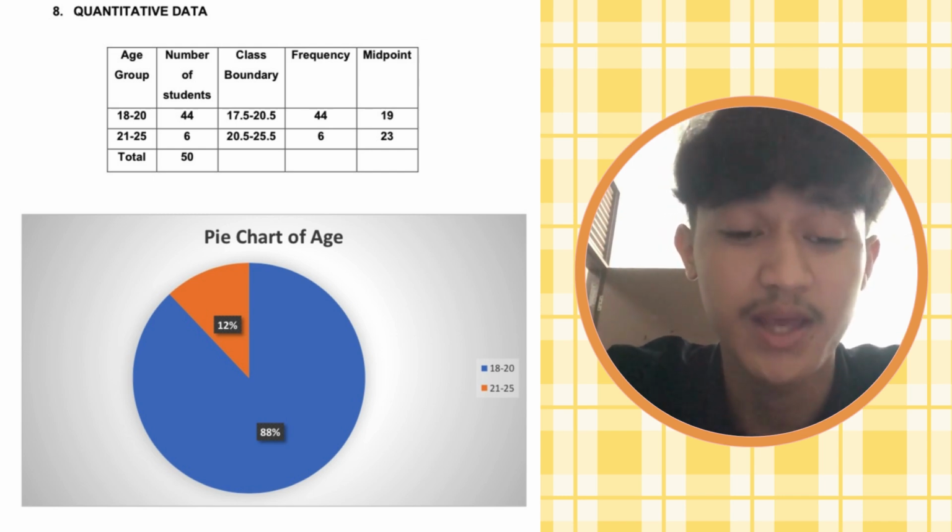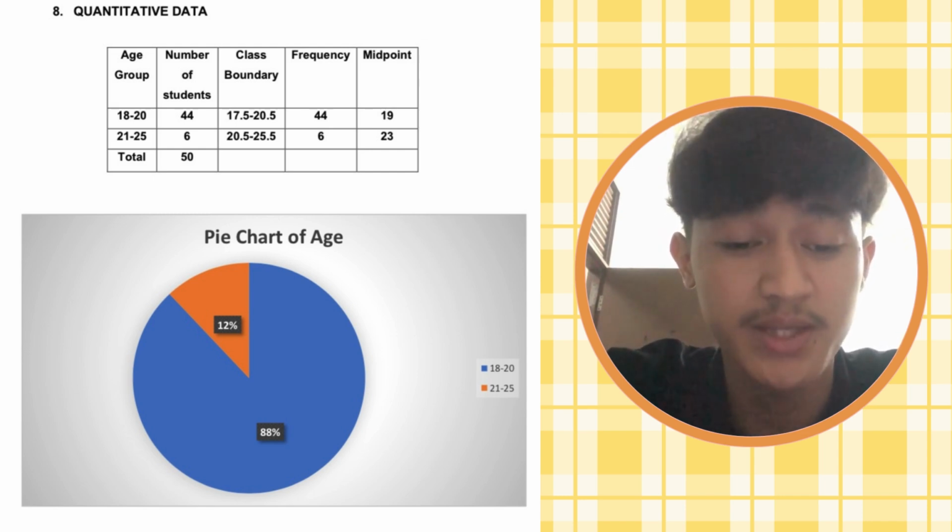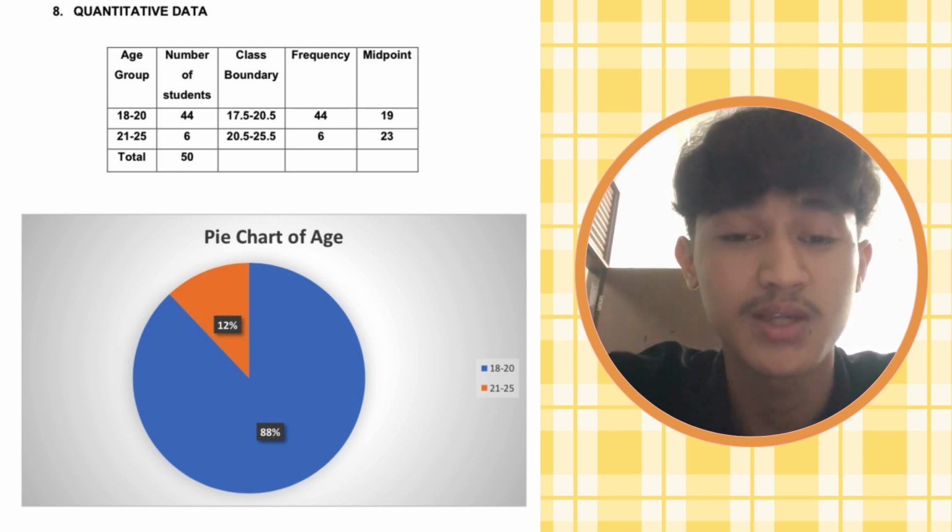For the pie chart analysis, the pie chart represents the age distribution of students. 18 to 20 years is 88% of students and 21 to 25 years is 12% of students. For the summary, the majority of students fall within the 18 to 20 age group, making up 88% of the total student population, while a smaller percentage, 12%, are in the 21 to 25 age group.